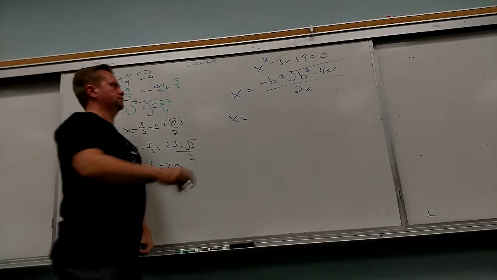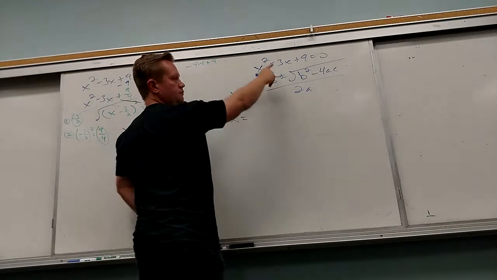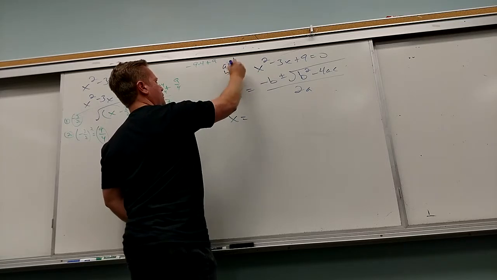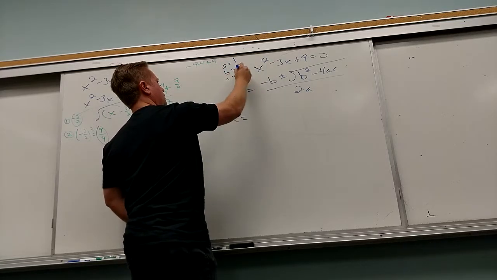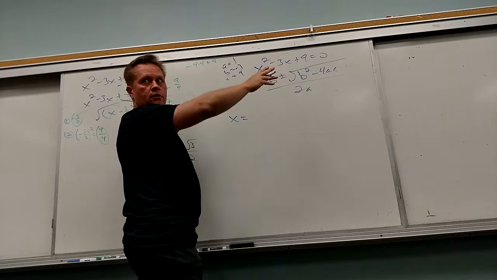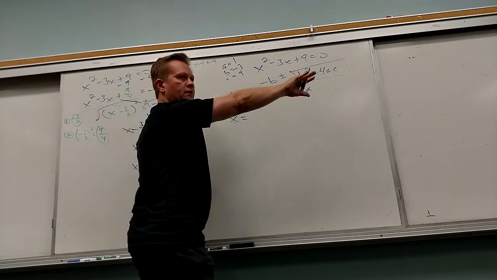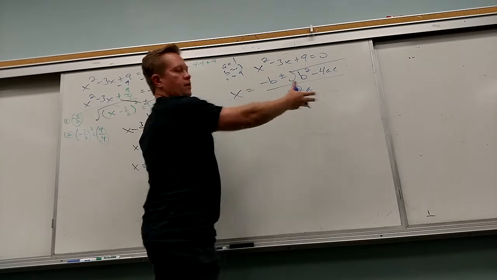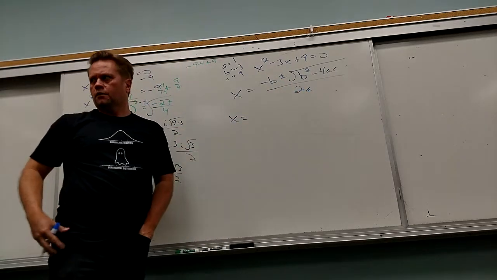So what's b? Yeah, so let's put that down. a is 1, b is negative 3, c is 9. Now it's just a bunch of plug and shove. We did it for all a, b, and c. That is the answer. I just have to plug in the numbers for this situation.